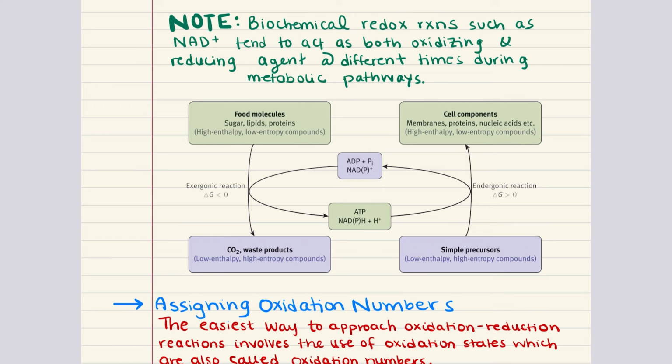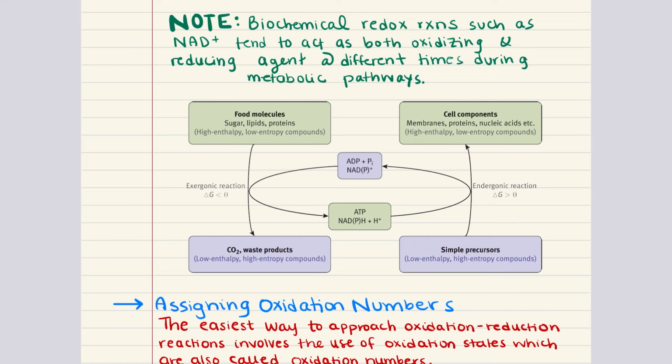This cyclical transformation allows NAD+ to mediate energy transfer within cells, and it facilitates both energy release from food molecules and energy utilization in building cellular components. This dual role is essential for maintaining the flow of energy through metabolic pathways.